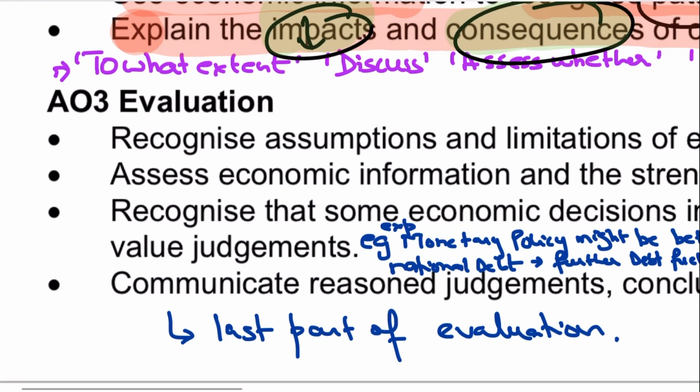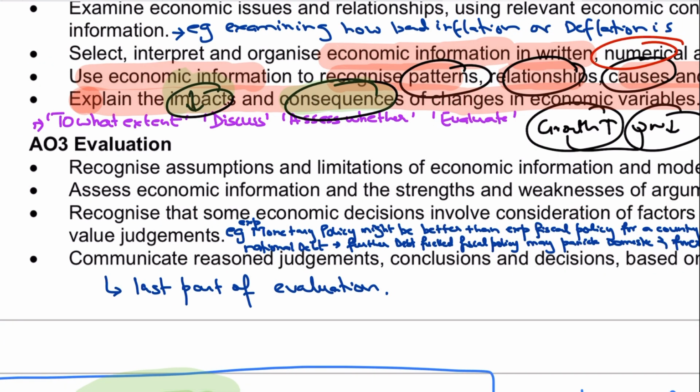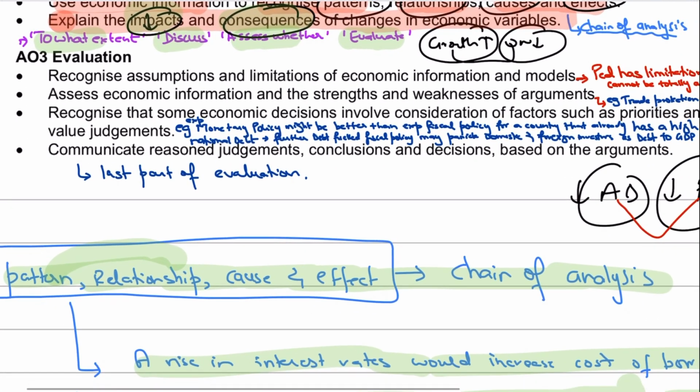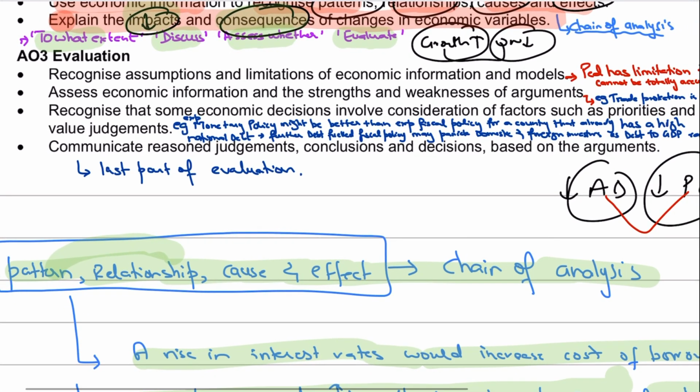So assessment objective 3, remember, evaluation is always given in those questions where the command word is to what extent, discuss, assess whether, evaluate whether, consider whether. These sorts of questions involve assessment objective 3, evaluation. Now, 8 markers and 12 markers will have evaluation, because the nature of the question will be such that it will involve evaluation.